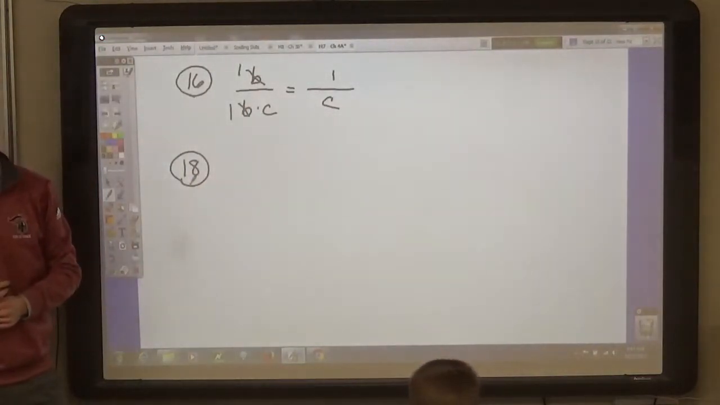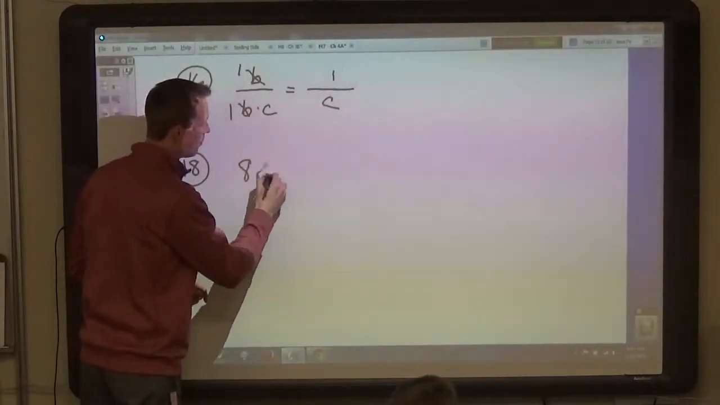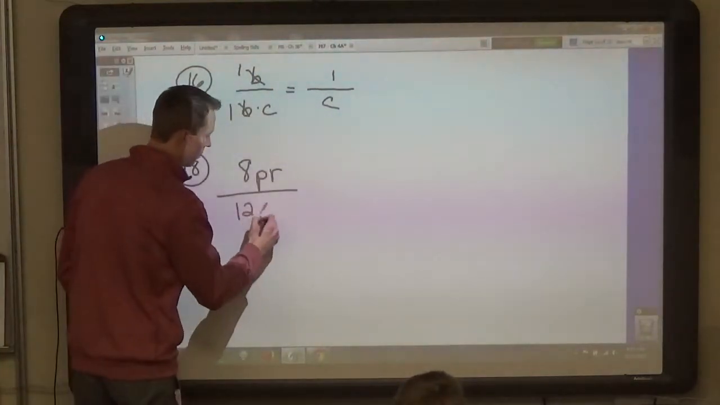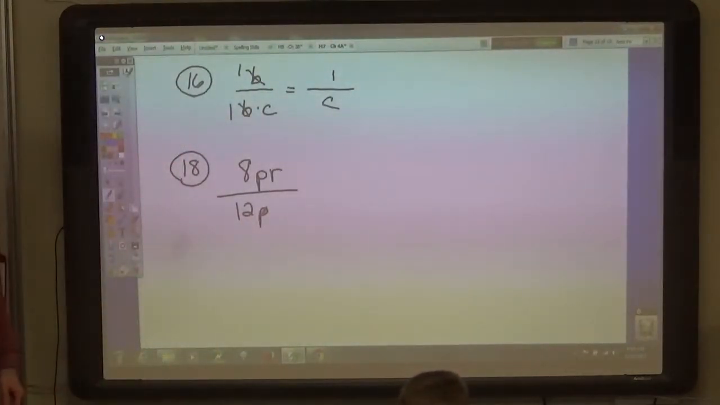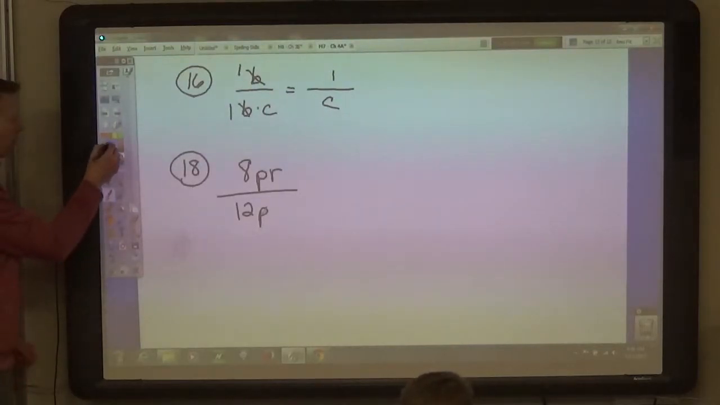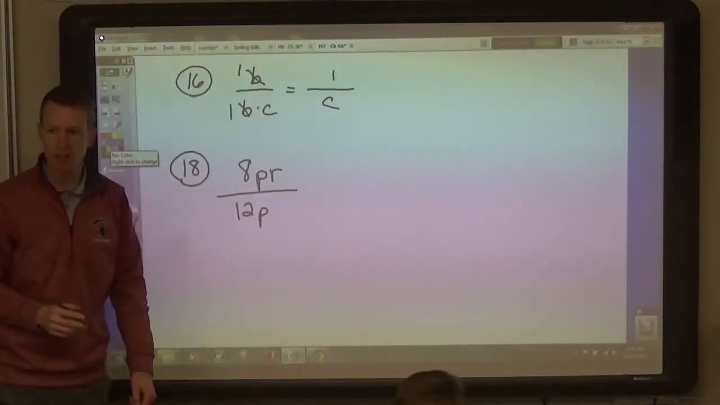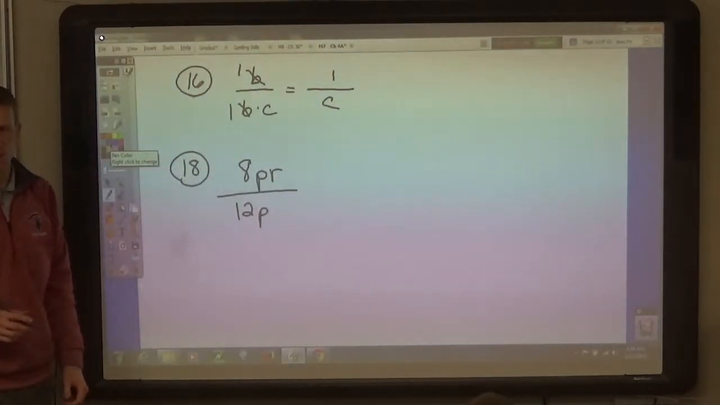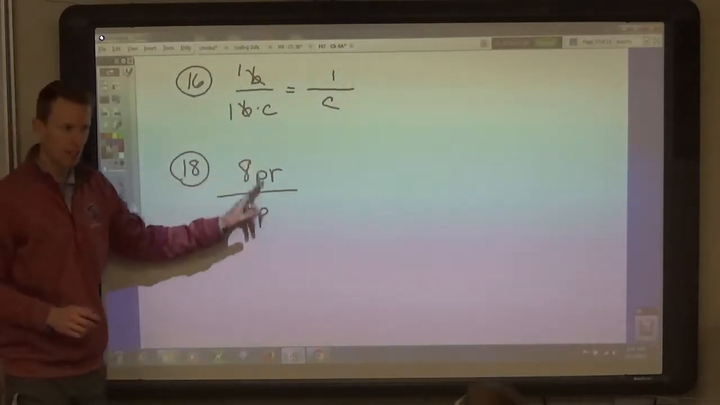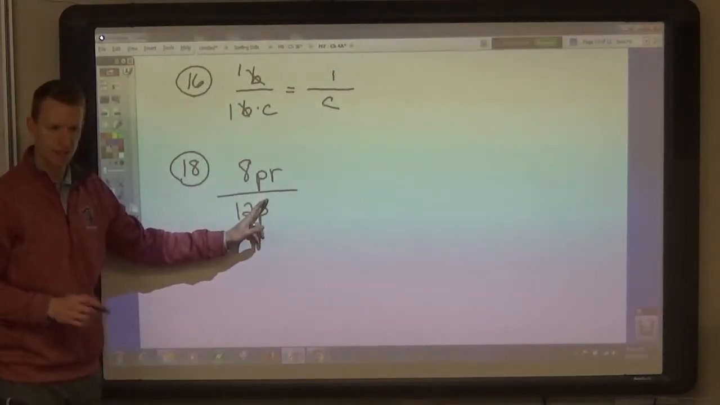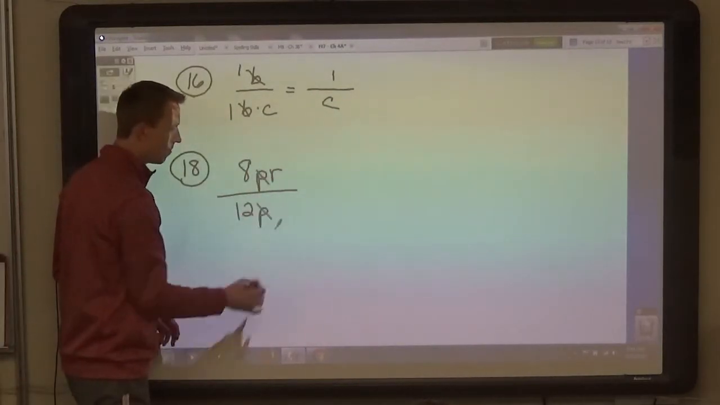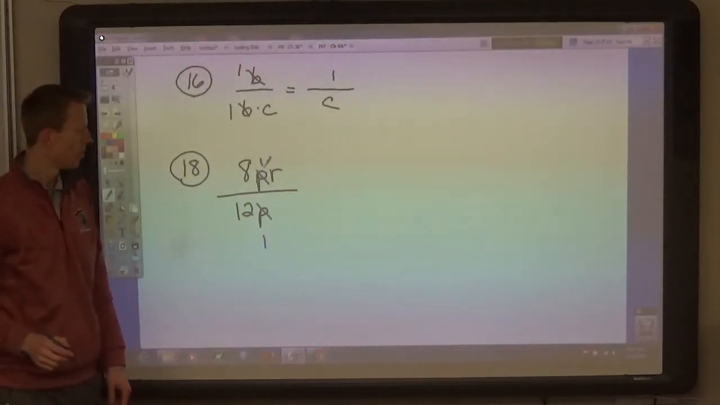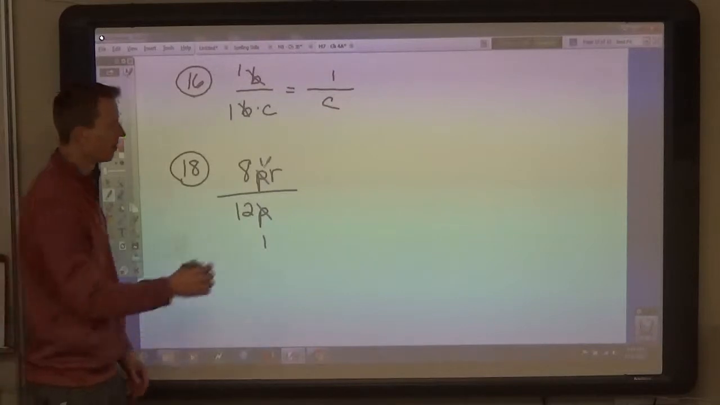Number 18. 8 times E times R over 12E. What can we cancel out and what can we simplify in this one? What can we do with this variable? Cross it out. That's a 1. So 8 over 12. What else can we do to reduce this?